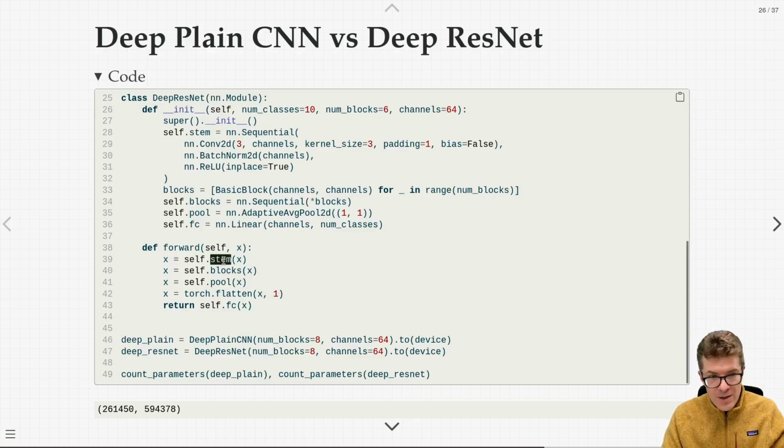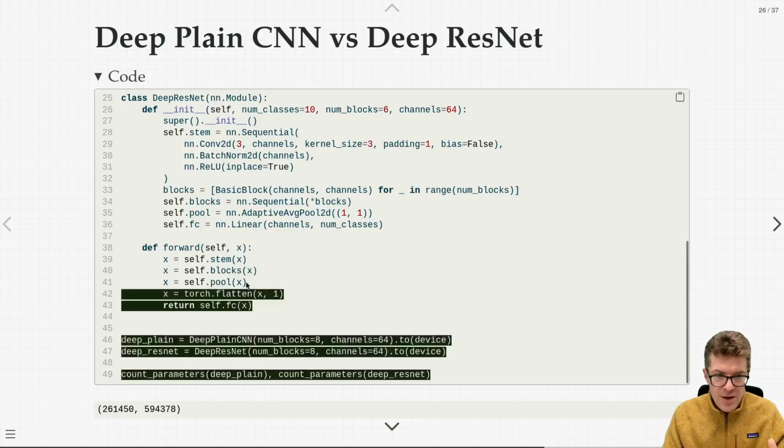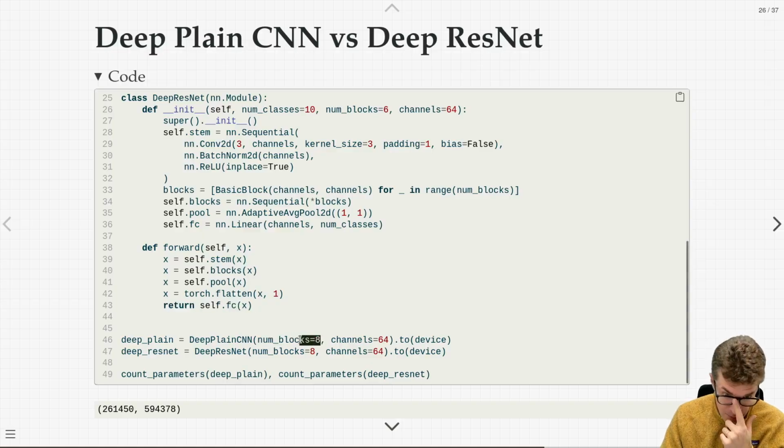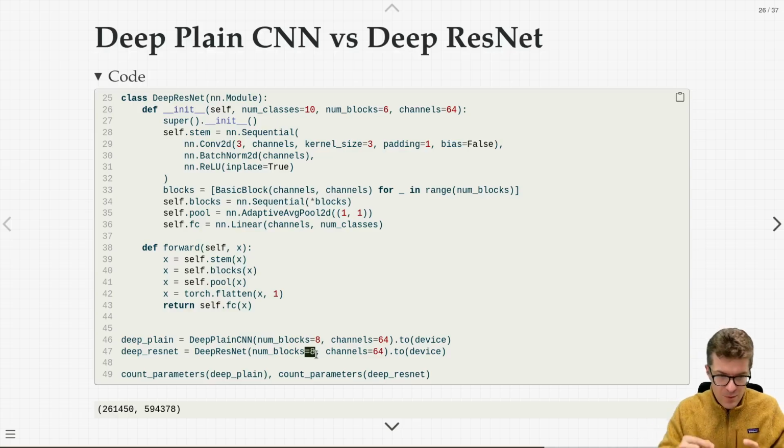Our forward pass is going to be the stem, defined here, and then all of these ResNet blocks with all these skip connections, followed by a pooling, followed by this flattening, and that's our outputs. So here I'm actually going to do experiments with a deep plain CNN, with 8 blocks, and then our deep ResNet with 8 blocks. So the same number of blocks, but the ResNet is going to have these skip connections. Everything's going to happen on device. Looking at our parameters, again, our ResNet has about twice as many parameters as the plain deep CNN, but the ResNet's also a bit more complicated because it has extra connections and these bottleneck layers as well.